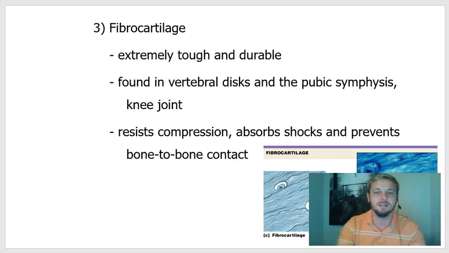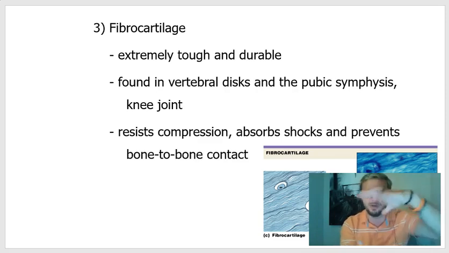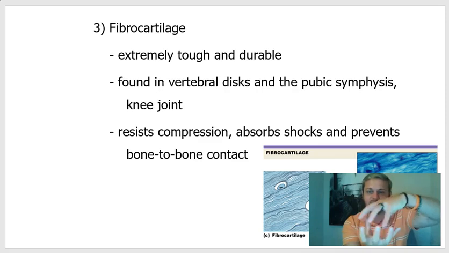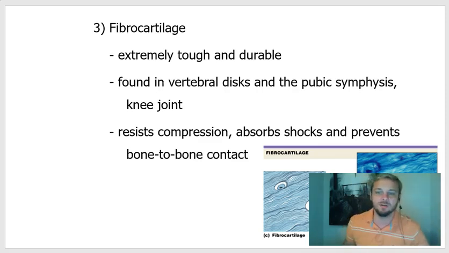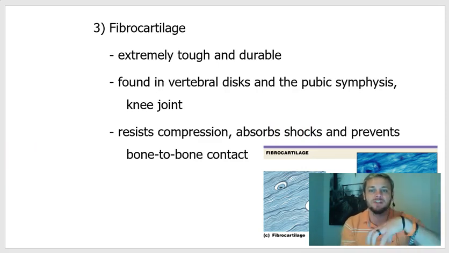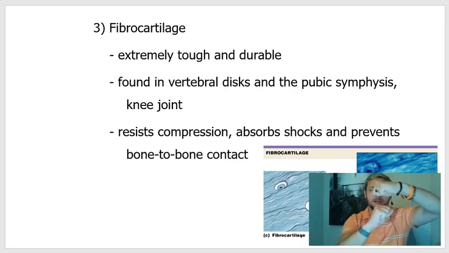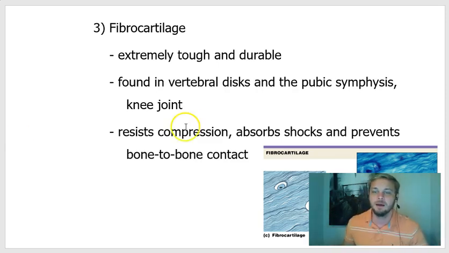The last cartilage is fibrocartilage. This stuff is super, super tough, really durable, great at compression. You can't really squish it. So you're going to find it absorbing a lot of shock. You're going to find it in the areas that take a lot of compression. So you're going to find it in your intervertebral disc, the disc between the vertebrae. So you got two vertebrae here and this little squishy disc that stops them from hitting.